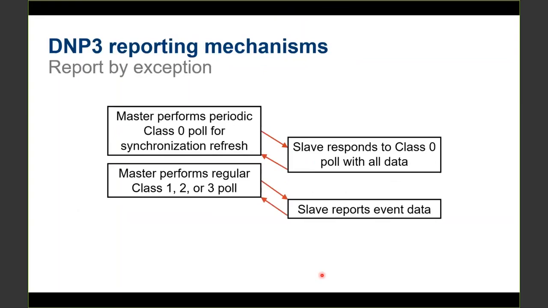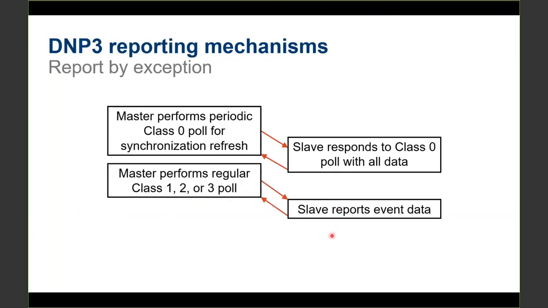And the second way is using reporting by exception. In reporting by exception, the master sends class 1, 2, and 3 poll, and we receive a response with only the slave events. This behavior will improve the performance of the communication channel.